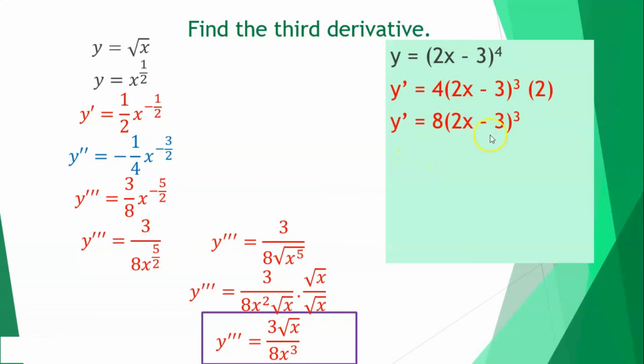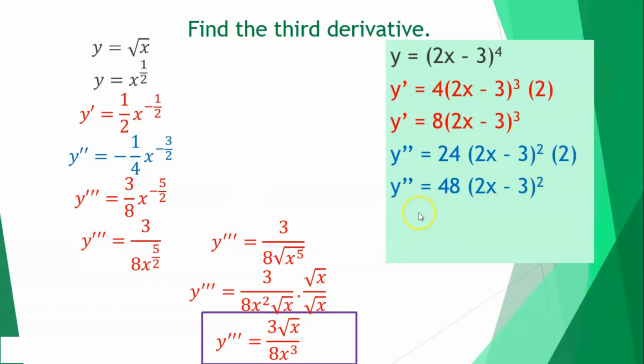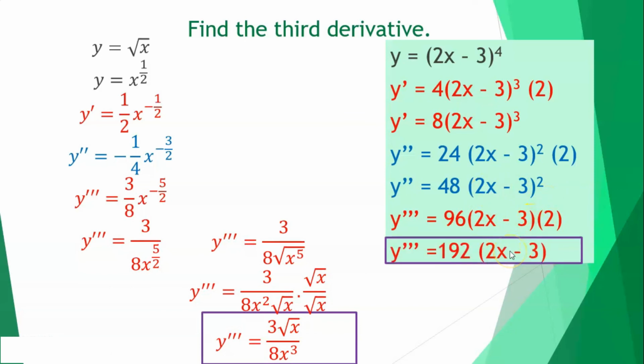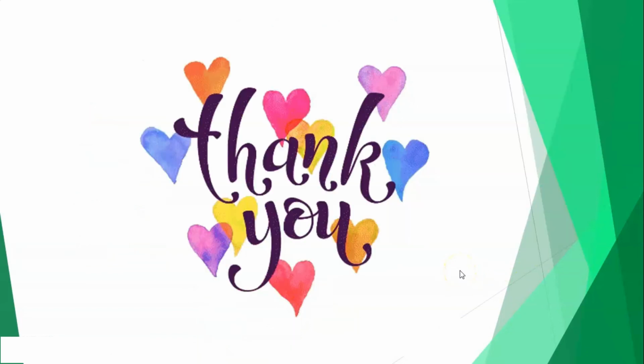To get the second derivative, 8 times 3, that would be 24. So 3 minus 1 is 2. The derivative of the base is 2. Our final answer is 48 times (2x minus 3) to the power of 2. Now at this point, to get the third derivative, 48 times 2, so that would be 96. So 2 minus 1 is 1. The derivative of the base is 2. Our final answer is 192 times (2x minus 3). Okay, so that would be all.